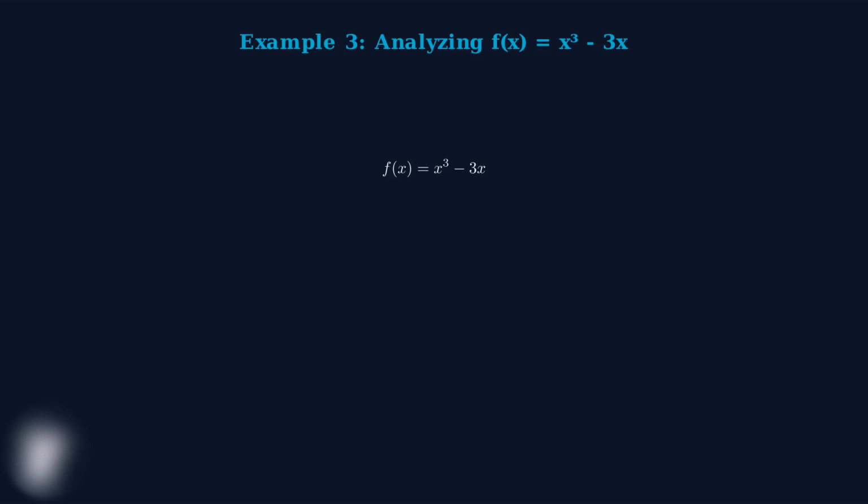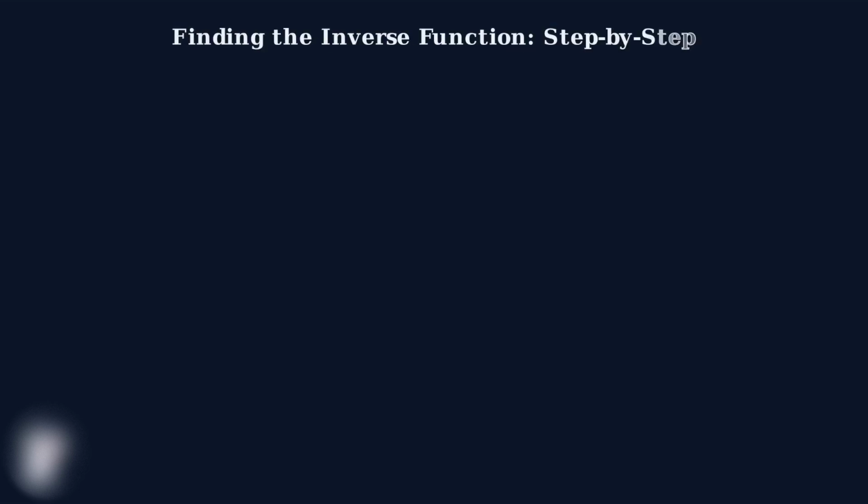f of x equals x cubed minus 3x. This will test our understanding of bijectivity with a function that has more interesting behavior. Now that we understand what inverse functions are and when they exist, it's time to learn the systematic method for actually finding them. This four-step process will work for any function that has an inverse.